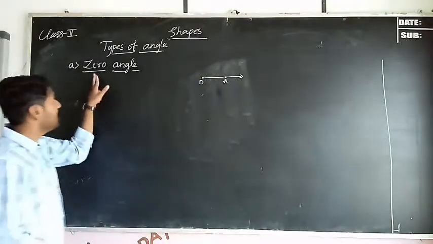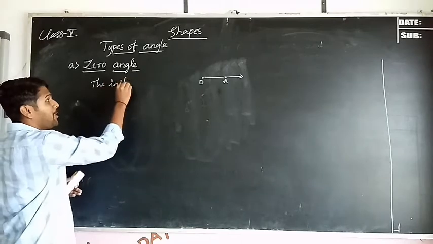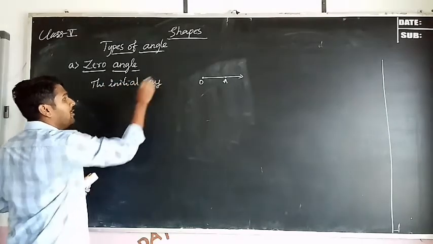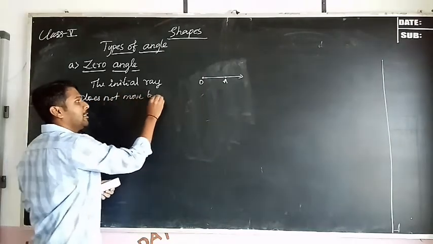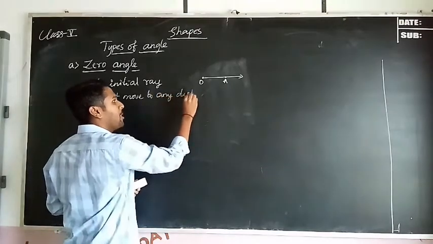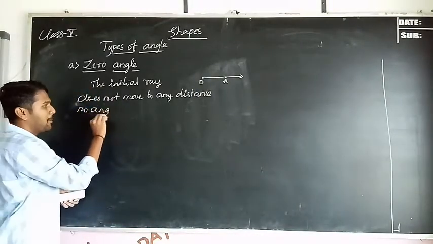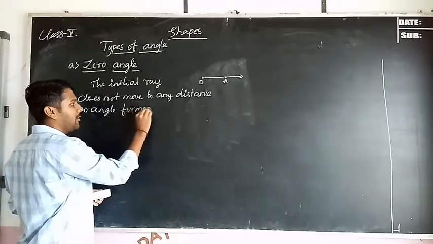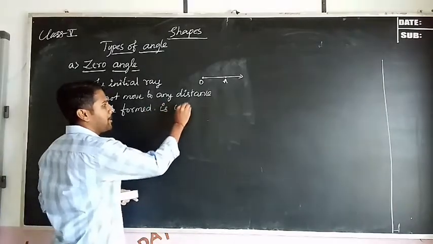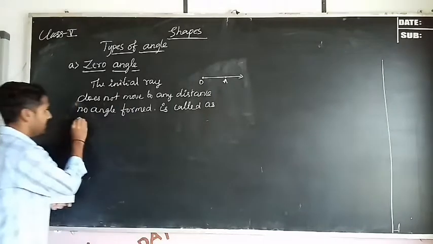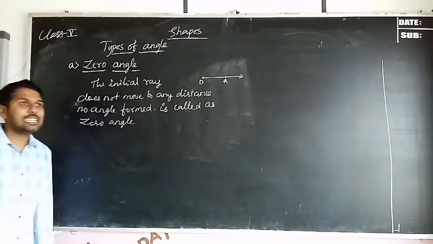So what is the definition of a zero angle? The initial ray does not move to any distance. No angle formed is called a zero angle.